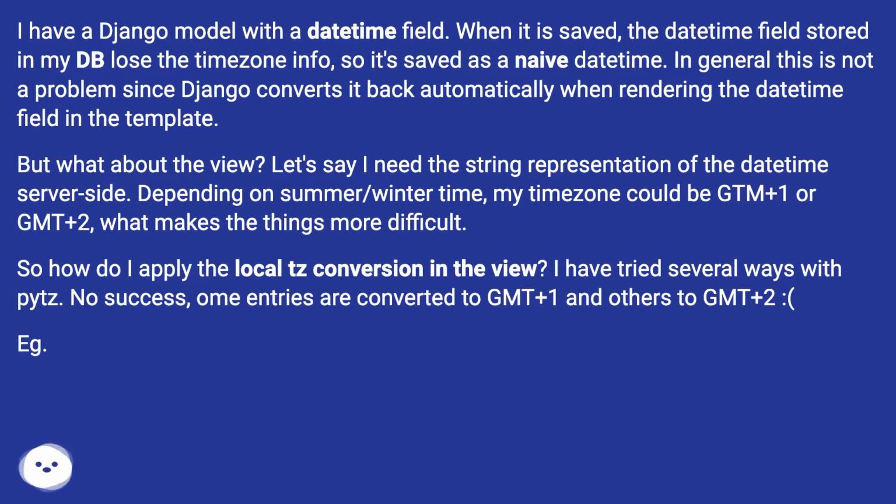Let's say I need the string representation of the datetime server side. Depending on summer/winter time, my time zone could be GMT+1 or GMT+2, which makes things more difficult. So how do I apply the local TZ conversion in the view?